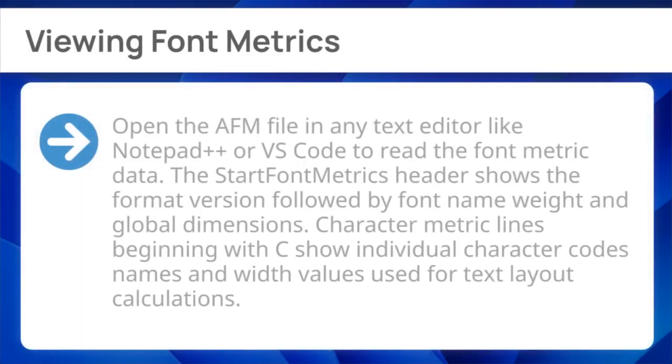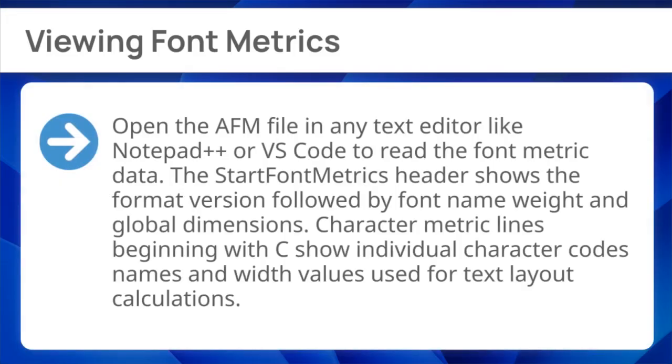First, viewing font metrics. Open the AFM file in any text editor like Notepad++ or VS Code to read the font metric data. The Start Font Metrics header shows the format version followed by font name weight and global dimensions. Character metric lines beginning with C show individual character codes, names, and width values used for text layout calculations.